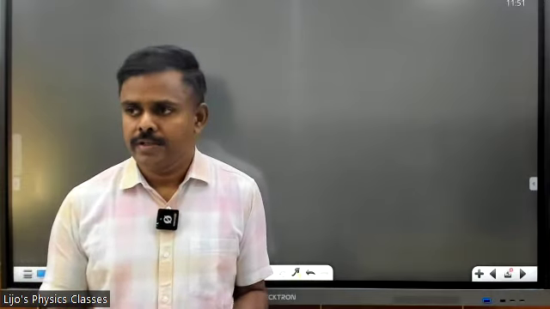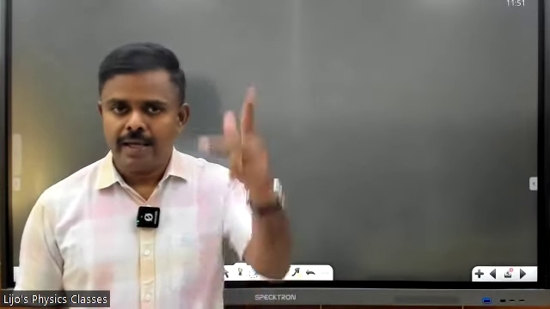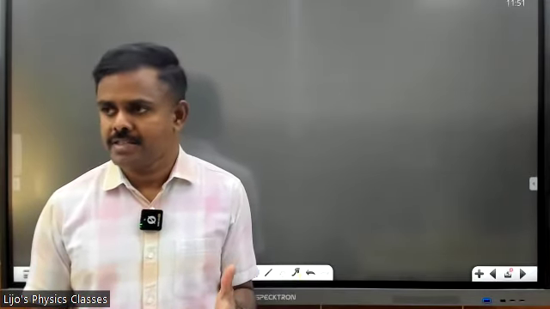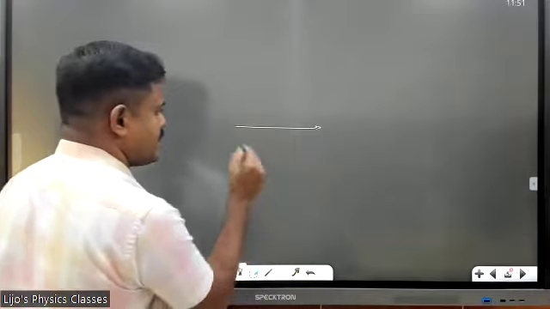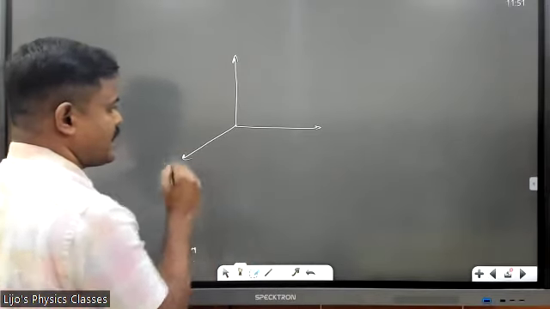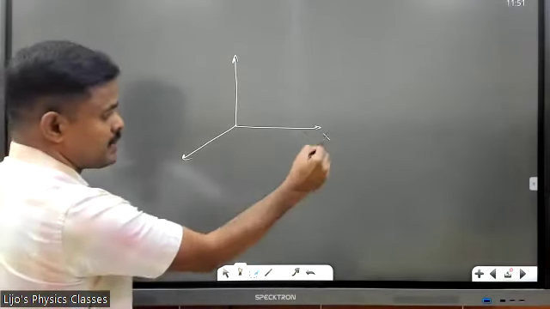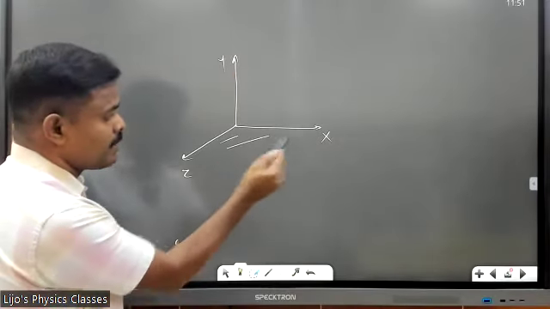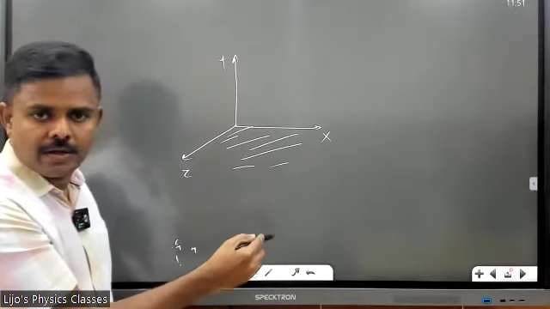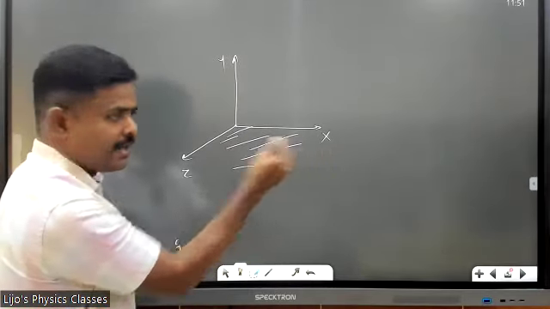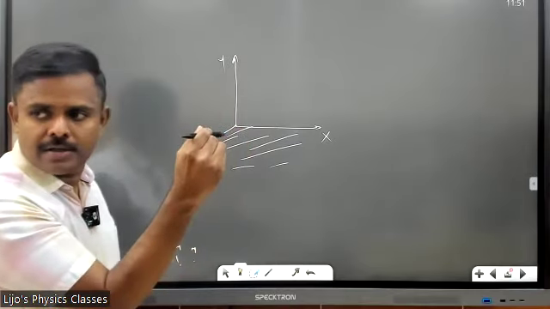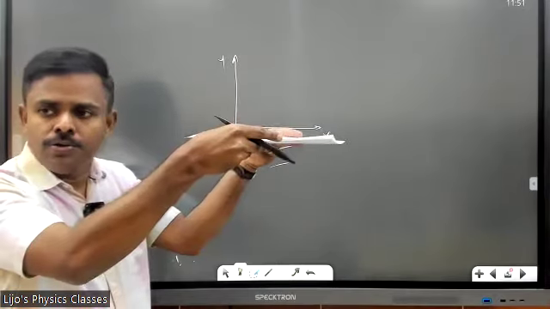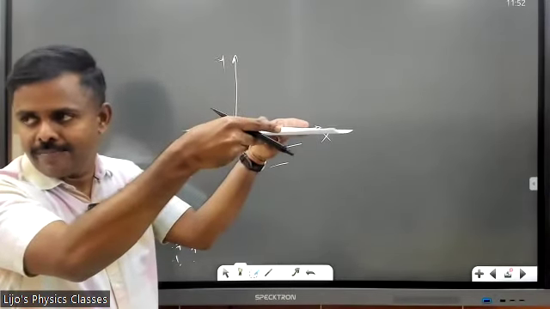XZ plane means what? There are three coordinate axes, right? X, Y, Z. They are mutually perpendicular, right? This is x-axis, this is y-axis, and this is z-axis. XZ plane means it is nothing but the floor of your room. This is x to the right, and z-axis is coming out of the board. So in the XZ plane, you are holding two sheets parallelly, as per the question.